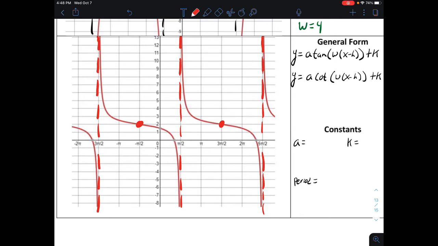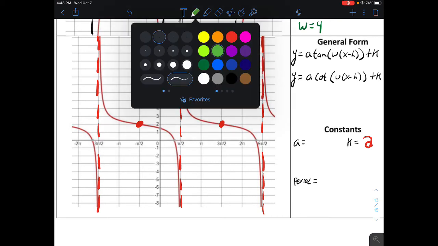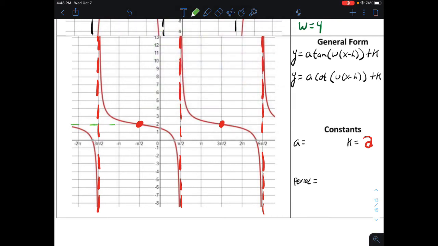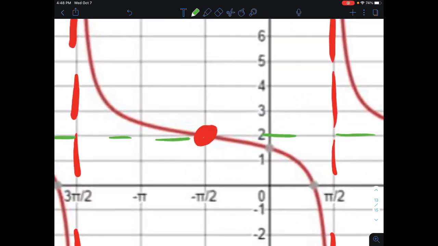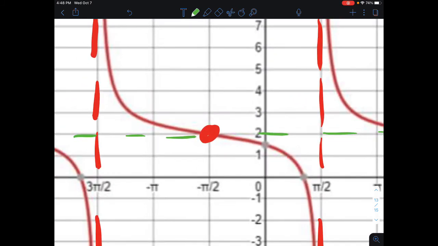The y value of that point of inflection is what we represent with k. So k is going to equal 2. Our vertical stretch factor: if I look at the y value of my points of inflection, the vertical stretch is the change in your y value halfway in between the point of inflection and the vertical asymptote. So when I go halfway there, what's the change in my y value?